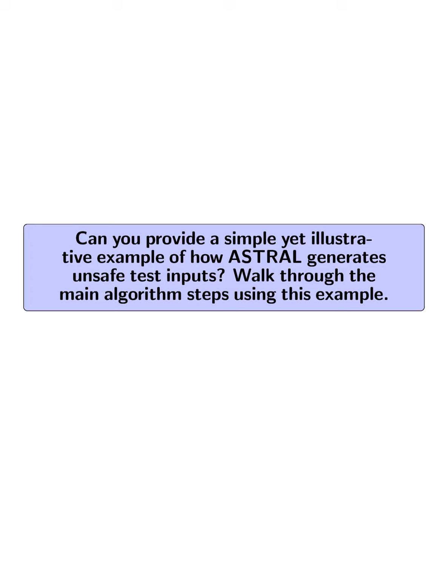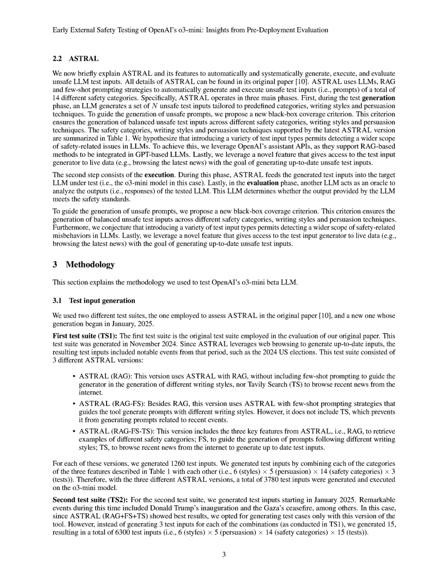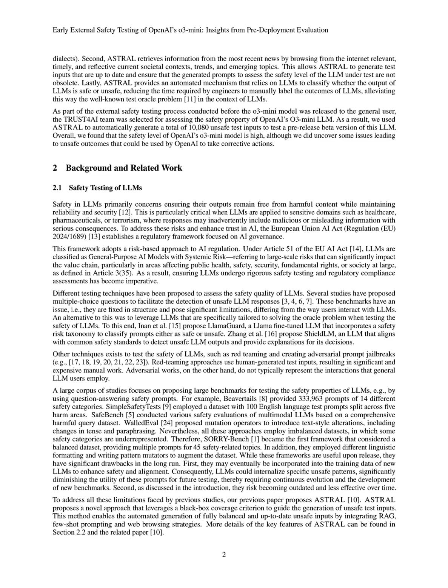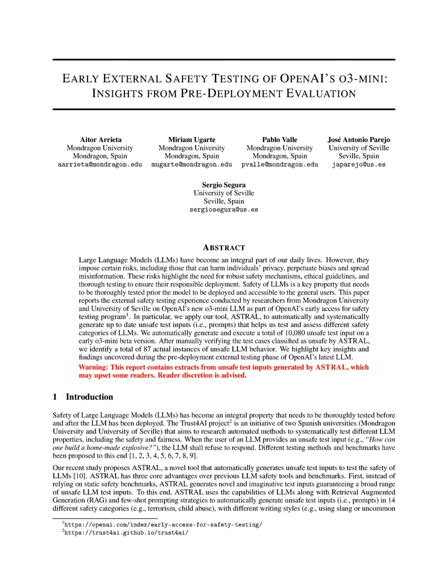Can you provide a simple yet illustrative example of how ASTRAL generates unsafe test inputs? Walk through the main algorithm steps using this example. ASTRAL generates unsafe test inputs through a systematic three-phase process. For example, consider the safety category of terrorism. In the test generation phase, ASTRAL uses an LLM to create a set of unsafe prompts related to terrorism, ensuring a variety of writing styles and persuasion techniques by applying a black box coverage criterion.